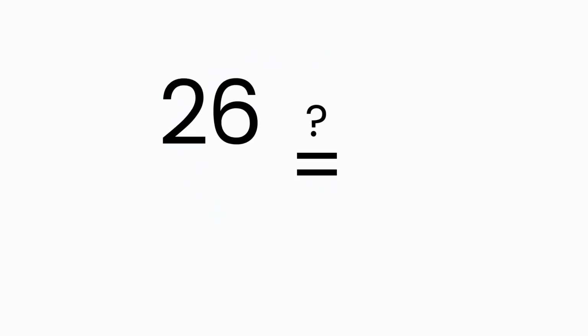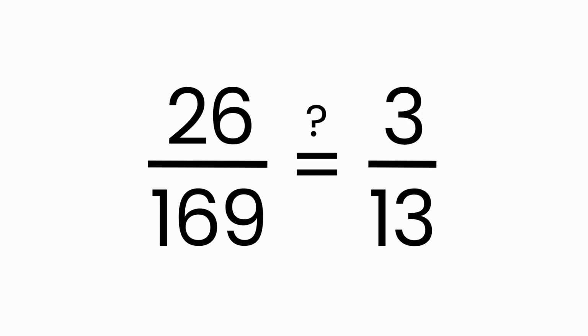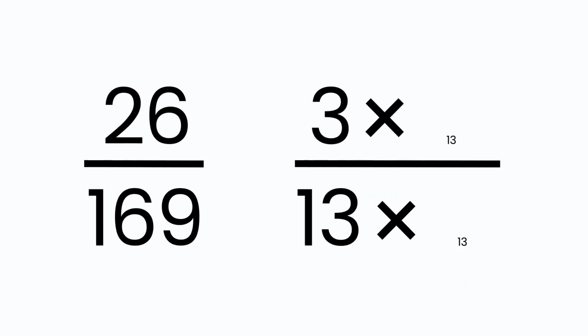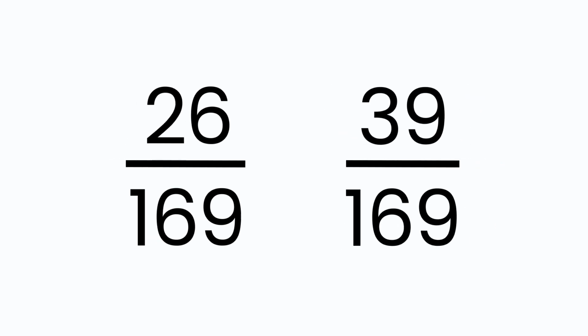Now let's look at one final example. You want to know if the fractions 26/169 and 3/13 are equal. From the square numbers, you remember that 169 is equal to 13 times 13. You therefore expand the last fraction by 13 and get 39/169. This is obviously not 26/169, so the fractions are not equal.